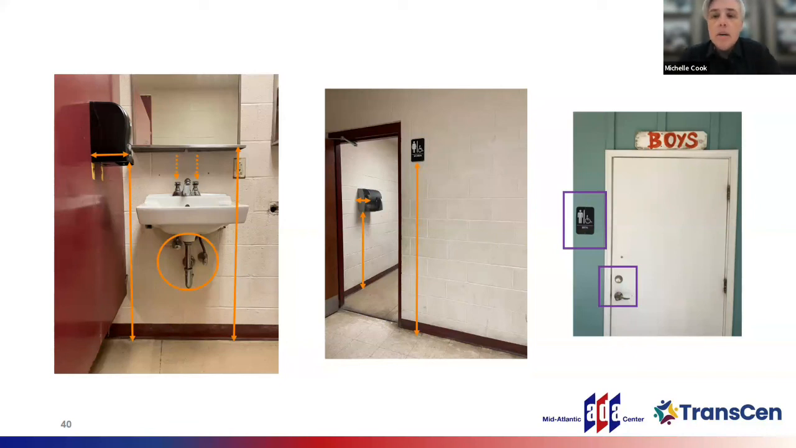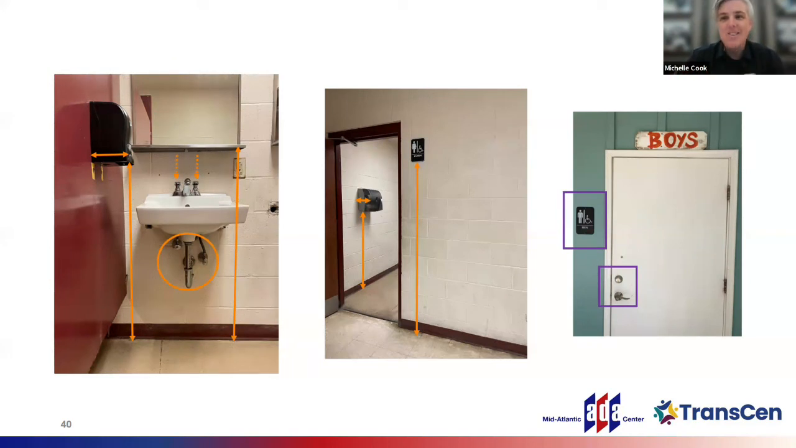The image on the right, I wanted to highlight, there are two purple boxes highlighting the signage to the latch side of the door and also the handle on the door. This is an entrance to a boys' restroom. There's a painted wooden plank above the door that says boys on it. You can have decorative, unconventional signage for your restrooms, but the tactile sign is required at a certain space and height on that latch side of the door.